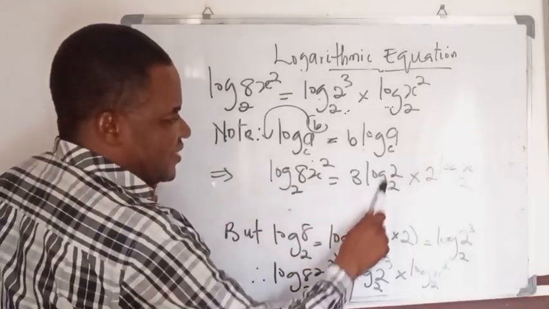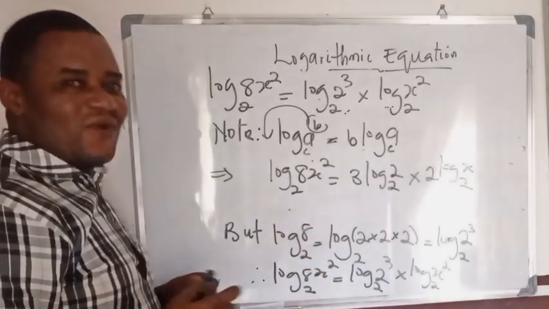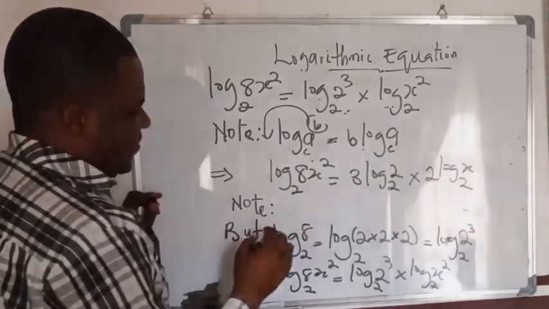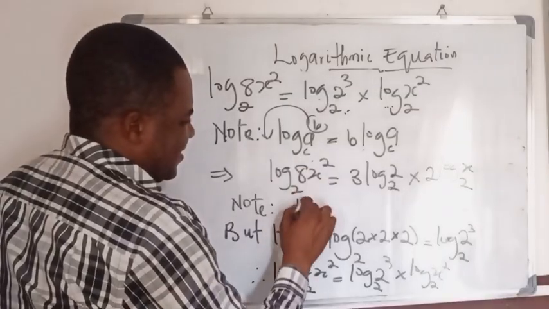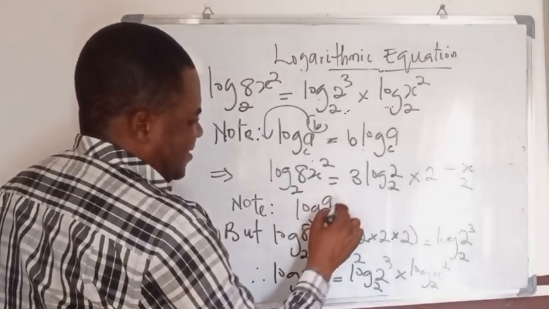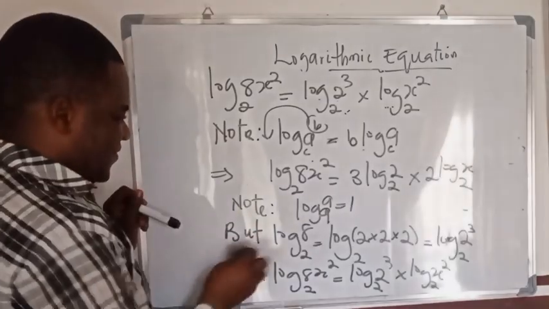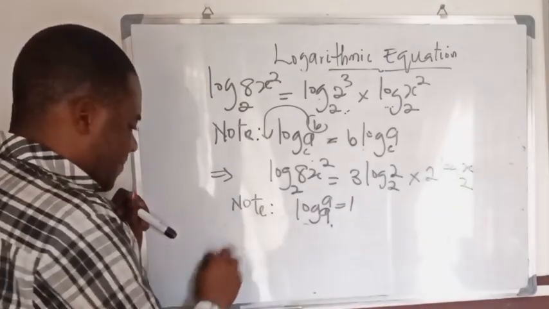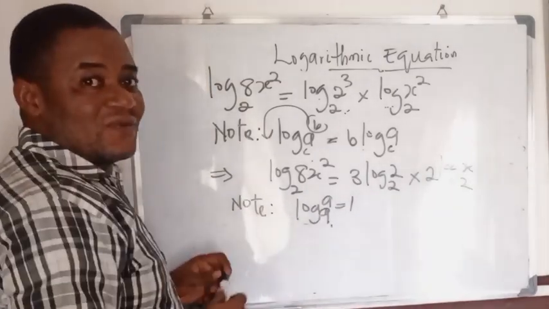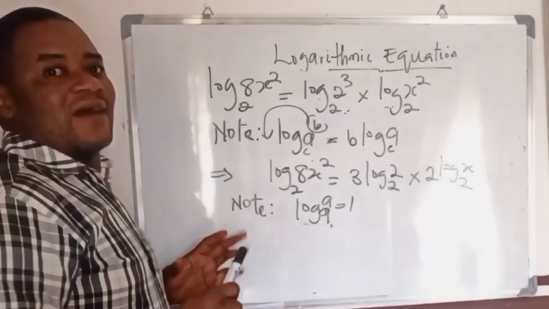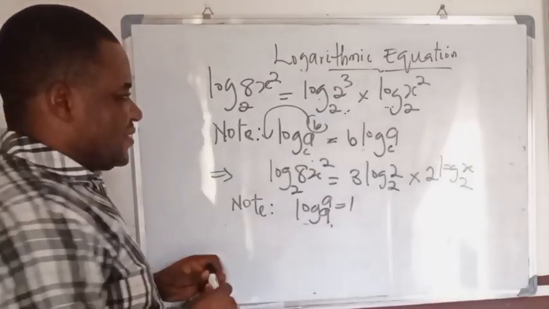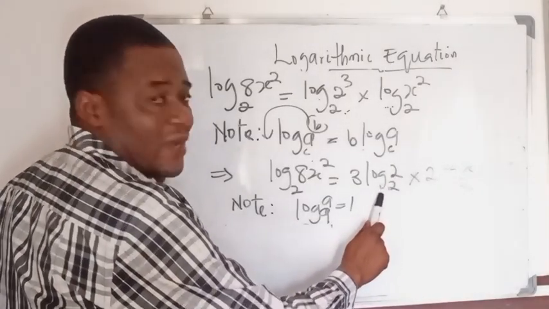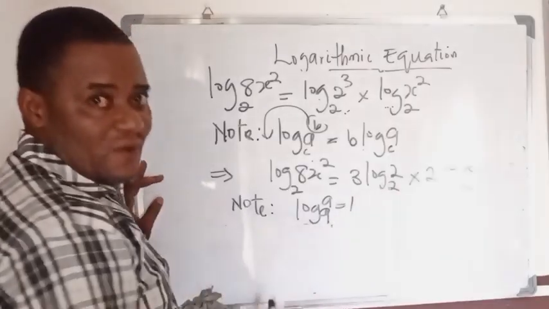Again, we can resolve this equation following another rule of logarithm. So we also note that the log of a base a is equal to 1. The log of a number to its base, when the number and the base are the same, is equal to what? 1. So that brings us to this particular question. So log 2 base 2 should give us 1.